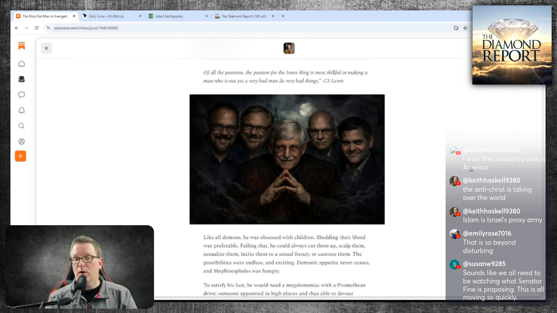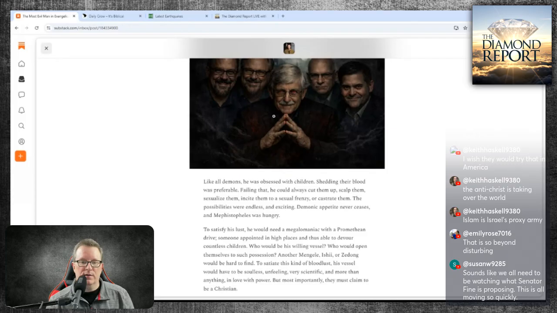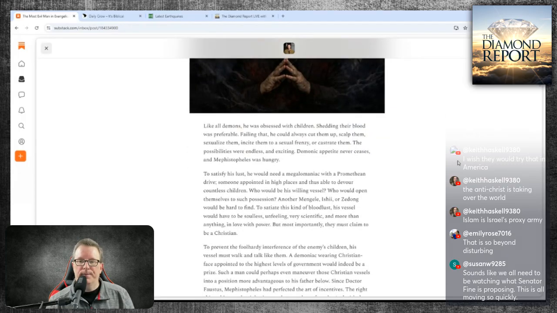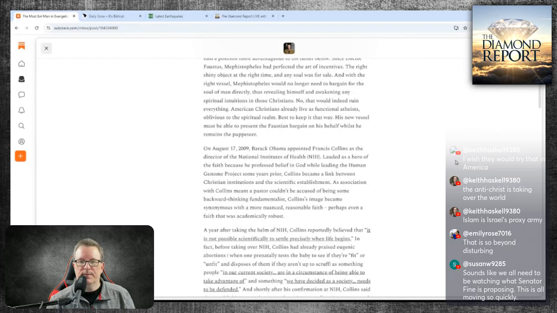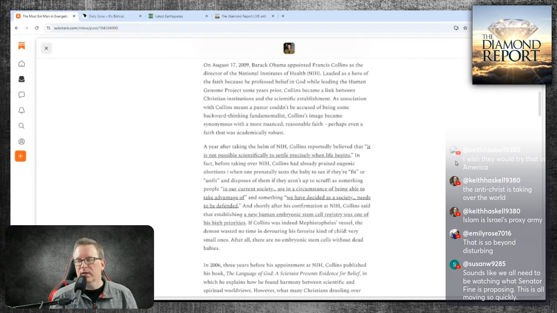C.S. Lewis quote here: "Of all the passions, the passion for the inner ring is most skillful in making a man who is not yet a very bad man do very bad things." C.S. Lewis quote, and here's Francis Collins. Wow. Yeah, he's quite the Christian, isn't he? Responsible single-handedly for millions of deaths worldwide.